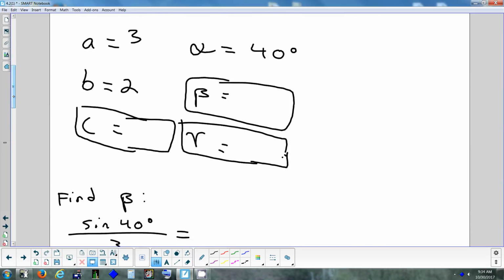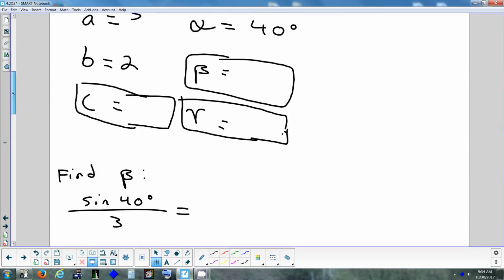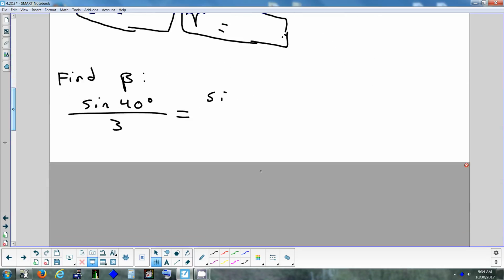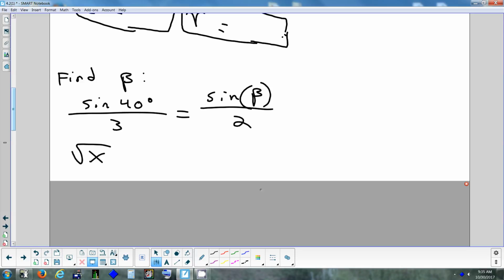And then set up the other side. Sine of an angle, divide by what's across from it. So sine of beta over 2. Now when you look at that, what do you notice about where the variable is compared to where it's been in every other problem? Yeah, it's in the sine function. Okay, the variable is in the sine function. It's not next to it, it's in it. It's kind of like, I would say the variable is in the square root function. It's inside it.